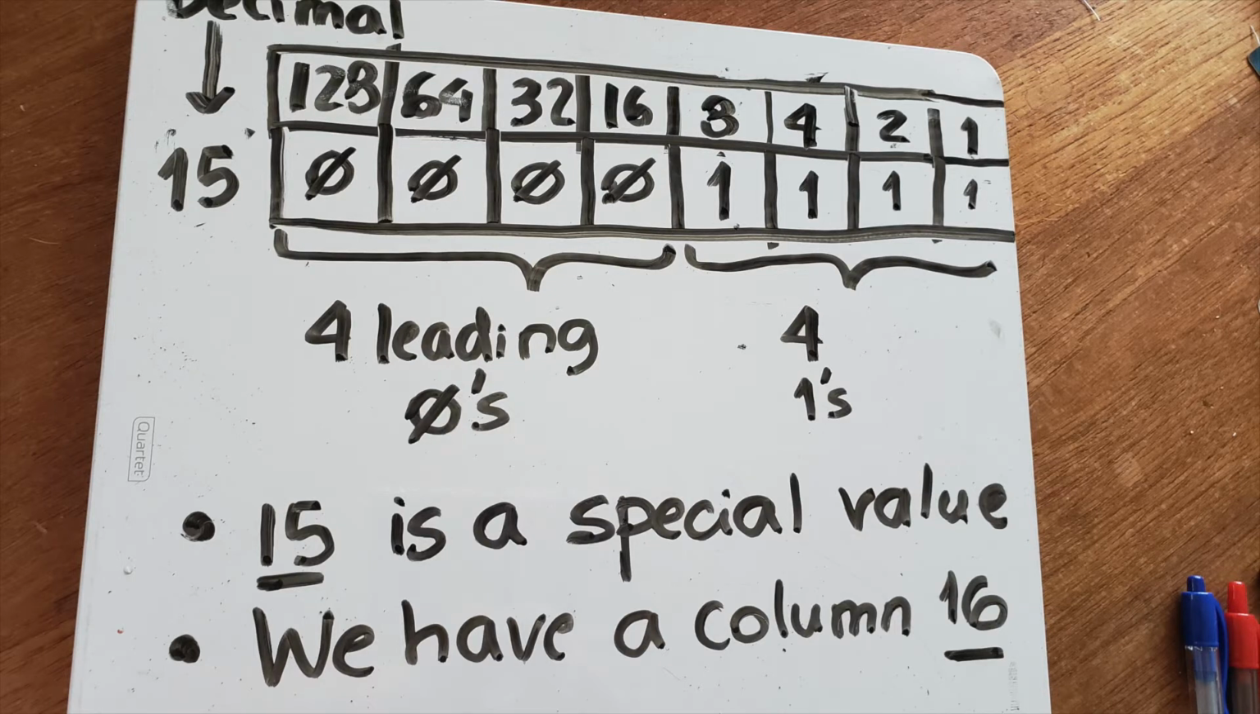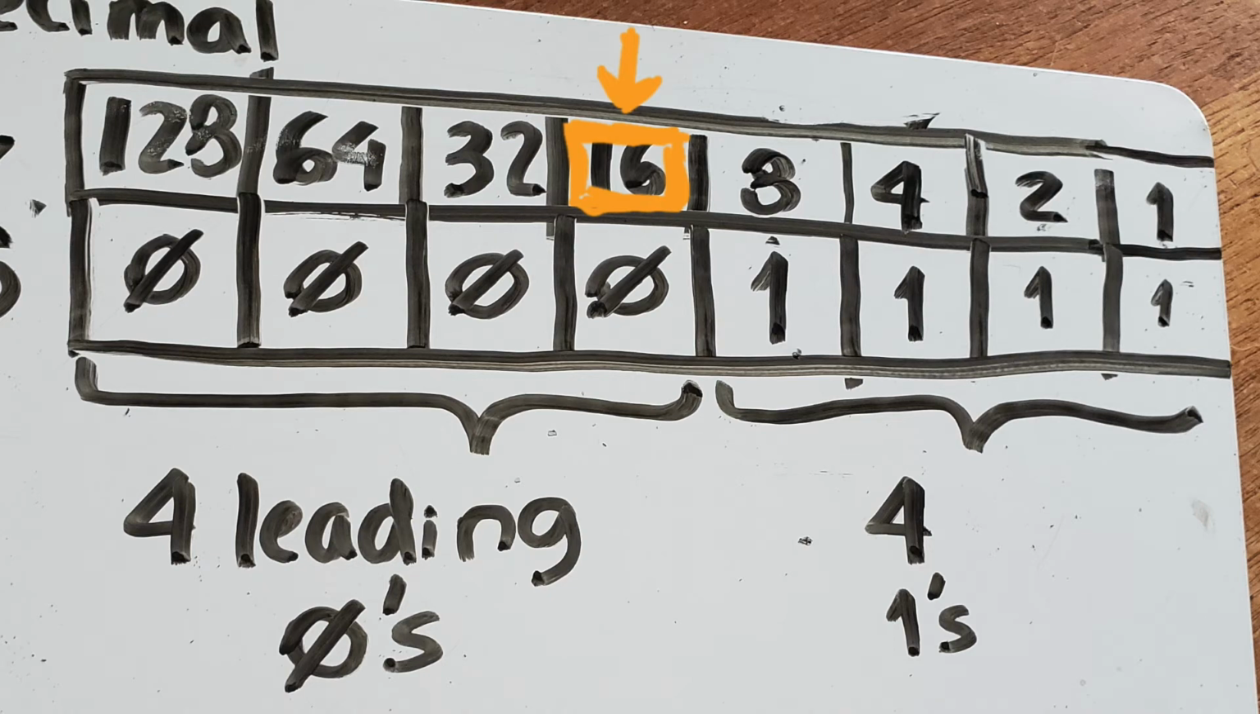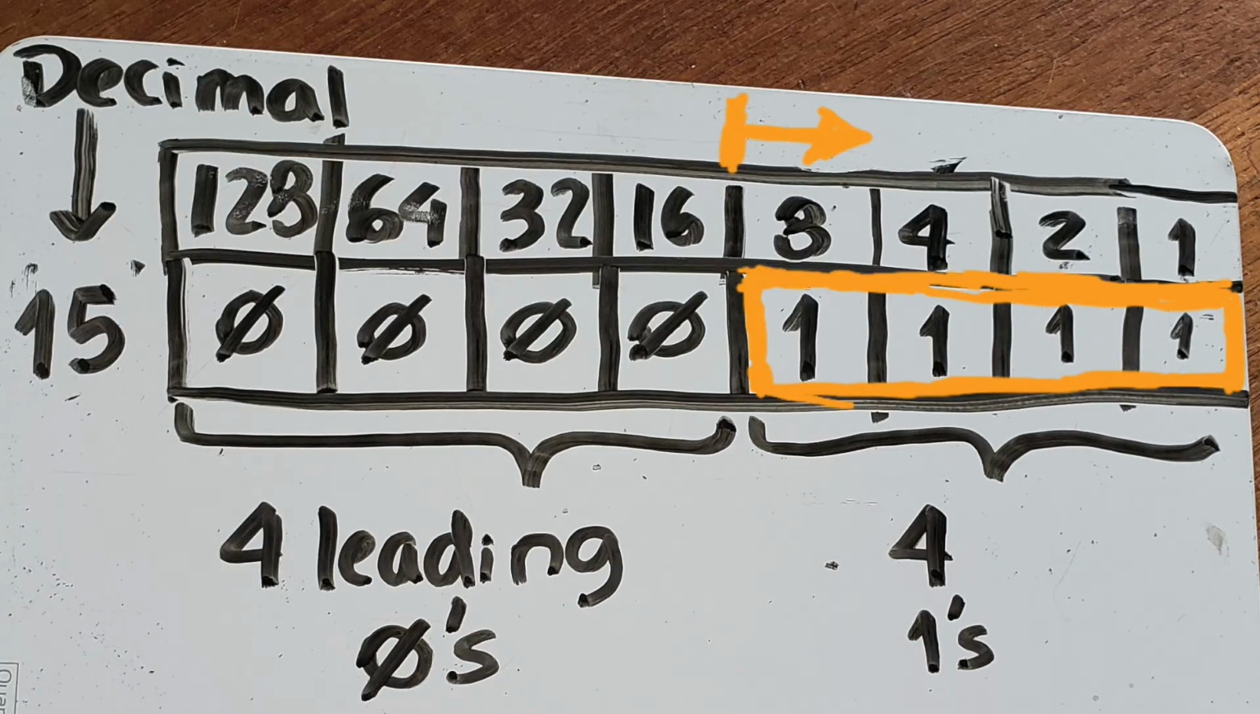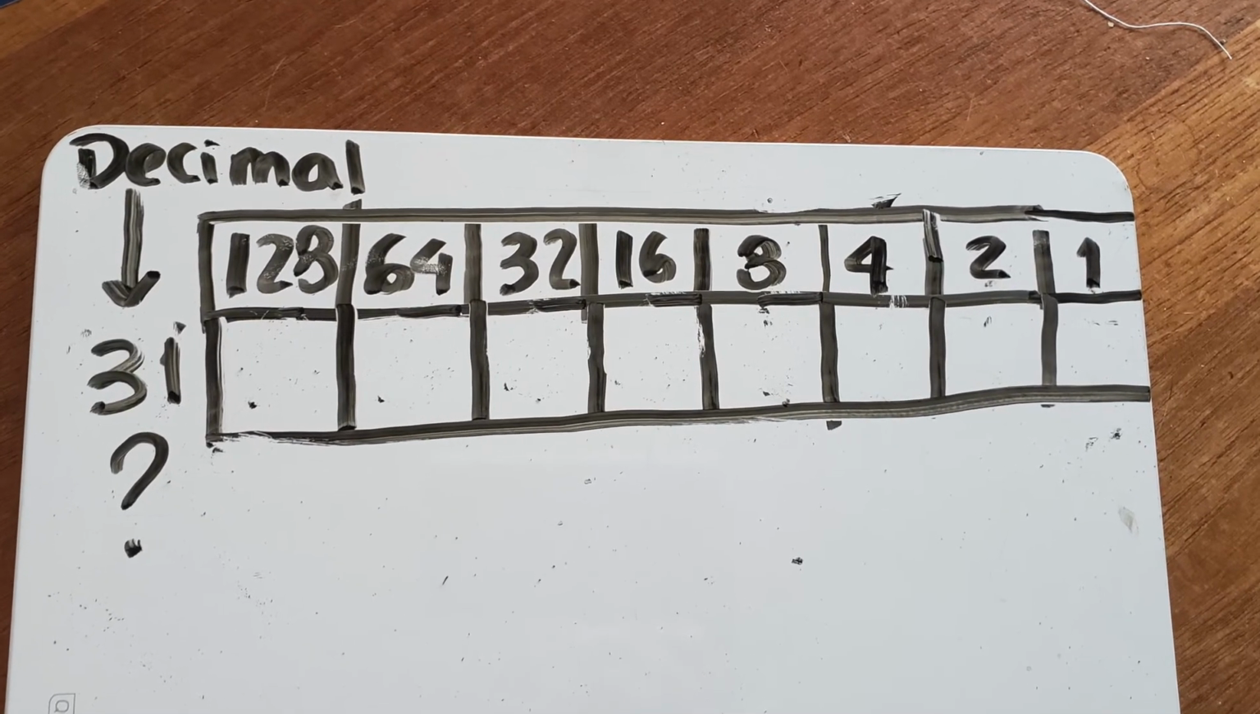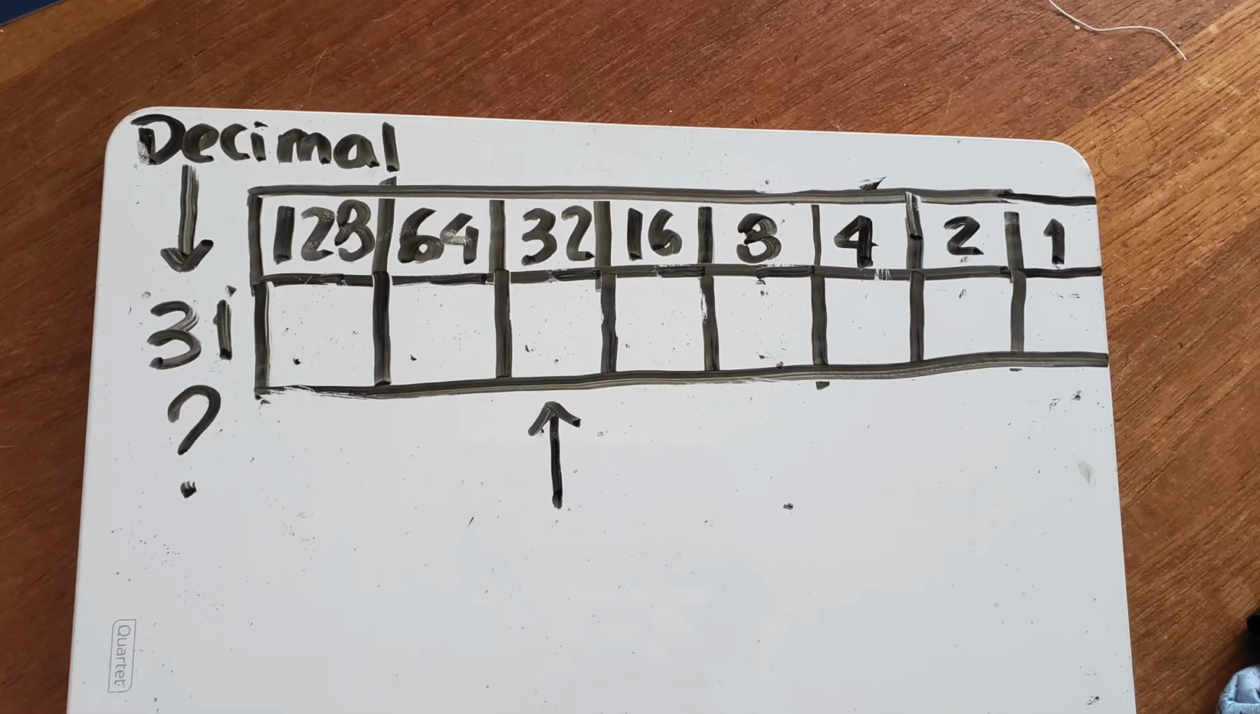We have a column 16. So that makes the value we want to code pretty special. It's similar to 99 before 100. If we wanted to code 16, we would turn on the 16 and then everything to the right will be 0. But because we're 1 short of 16, we turn everything to the right on. 31 is similar to 16 in that regard.